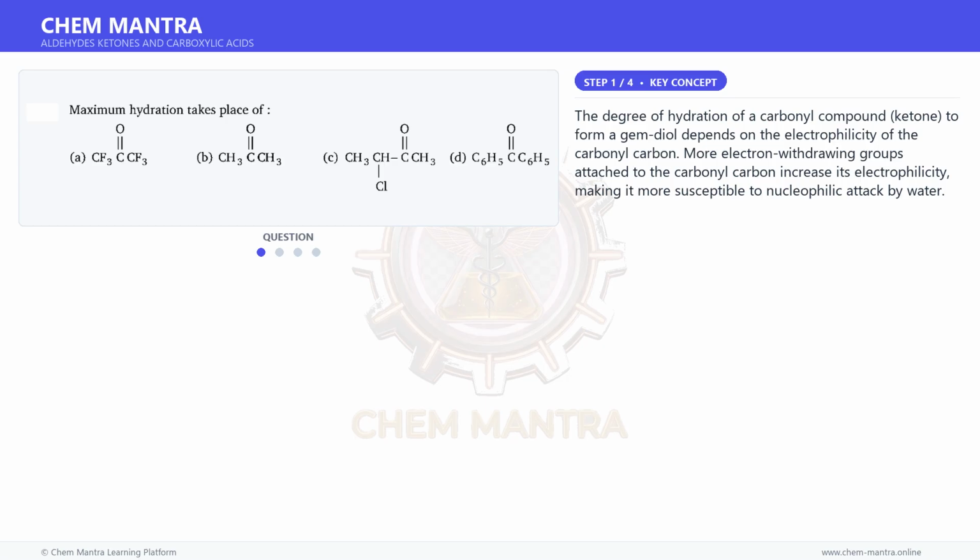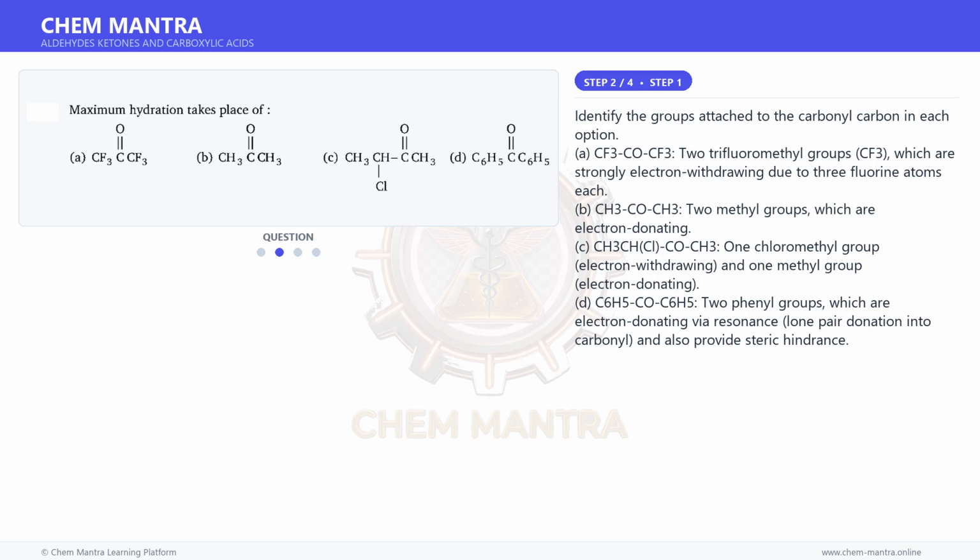The degree of hydration of a carbonyl compound, ketone, to form a gem-diol depends on the electrophilicity of the carbonyl carbon. More electron-withdrawing groups attached to the carbonyl carbon increase its electrophilicity, making it more susceptible to nucleophilic attack by water. Moving on to the next step.